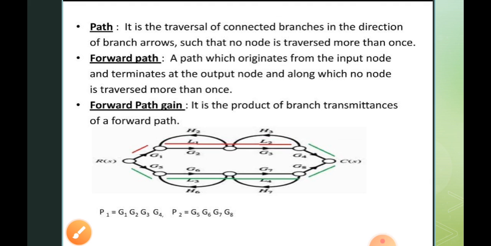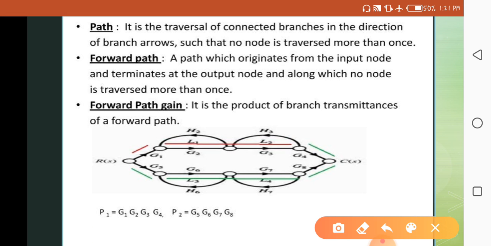So, path. What is a path? A path is the traversal of connected branches in the direction of the branch arrows. So we can say that a path is a traversal from input to output.